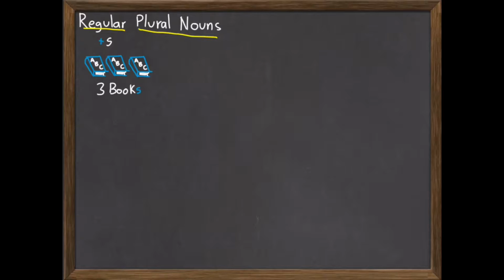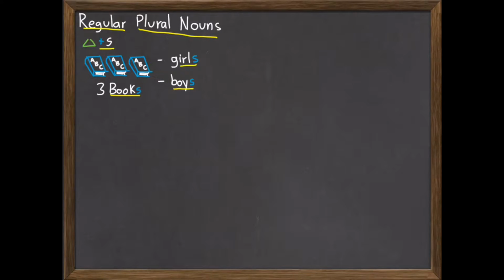3 books. The same happens with other nouns. For example, girl would turn into girls. And more than one boy would turn into boys. Girls, boys. Now, this rule is the simplest rule. It's very simple.